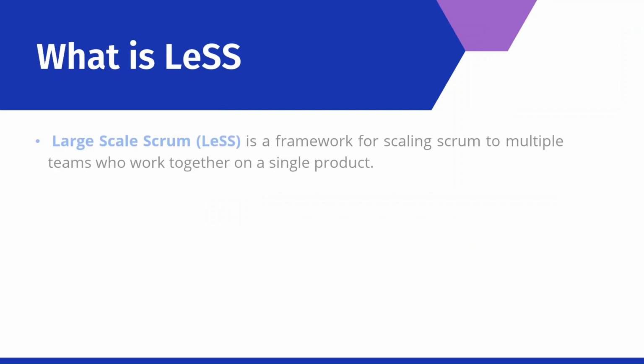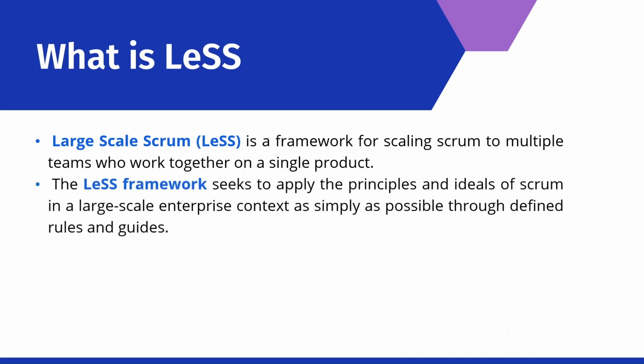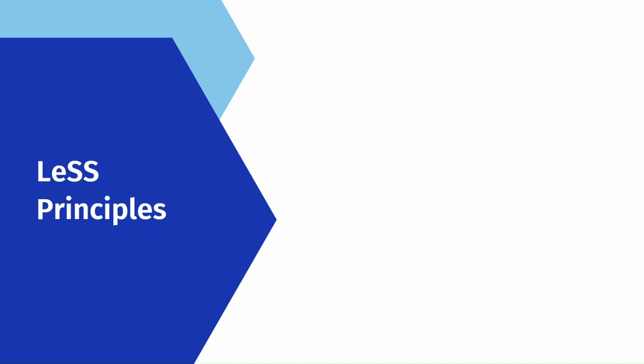The Large Scale Scrum, or LeSS, is a framework for scaling Scrum to multiple teams who work together on a single product. The LeSS framework seeks to apply the principles and ideals of Scrum in a large-scale enterprise context as simply as possible through defined rules and guides. In fact, LeSS has 10 principles.